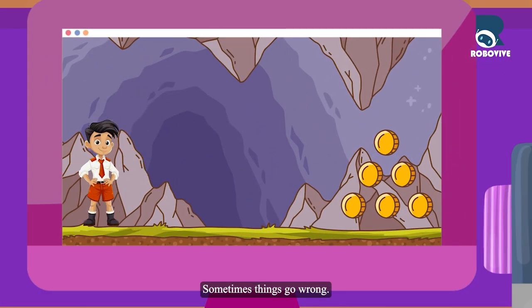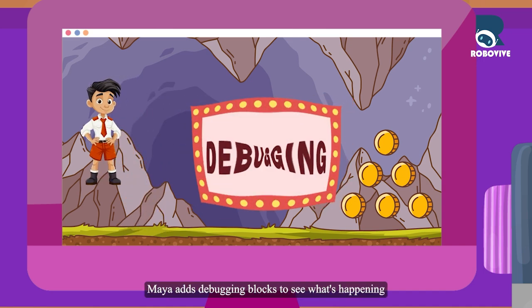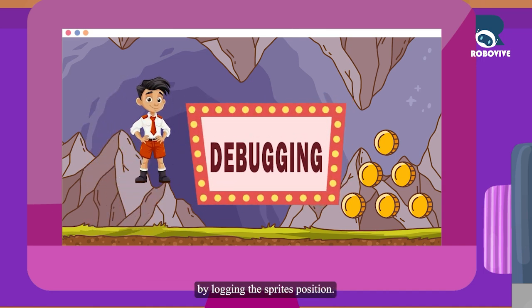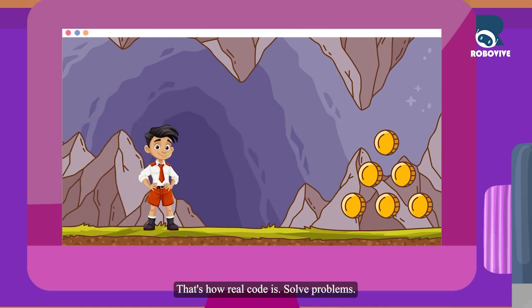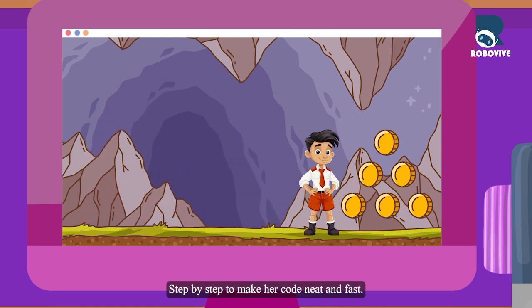Sometimes things go wrong. That's okay. Maya adds debugging blocks to see what's happening. By logging the sprite's position, she finds and fixes the mistake. That's how real coders solve problems, step by step.